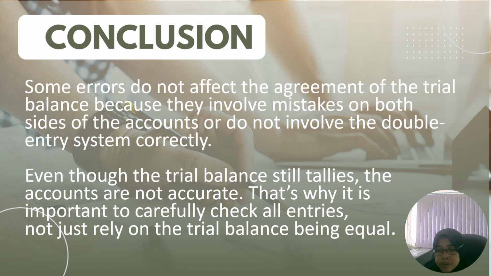As a conclusion, we need to know that some errors do not affect the agreement of the trial balance because they involve mistakes on both sides of accounts or do not involve the double entry system correctly. Therefore, even though the trial balance still tallies, the accounts are not accurate. That is why it is important to carefully check all the entries and not rely on the trial balance being equal.